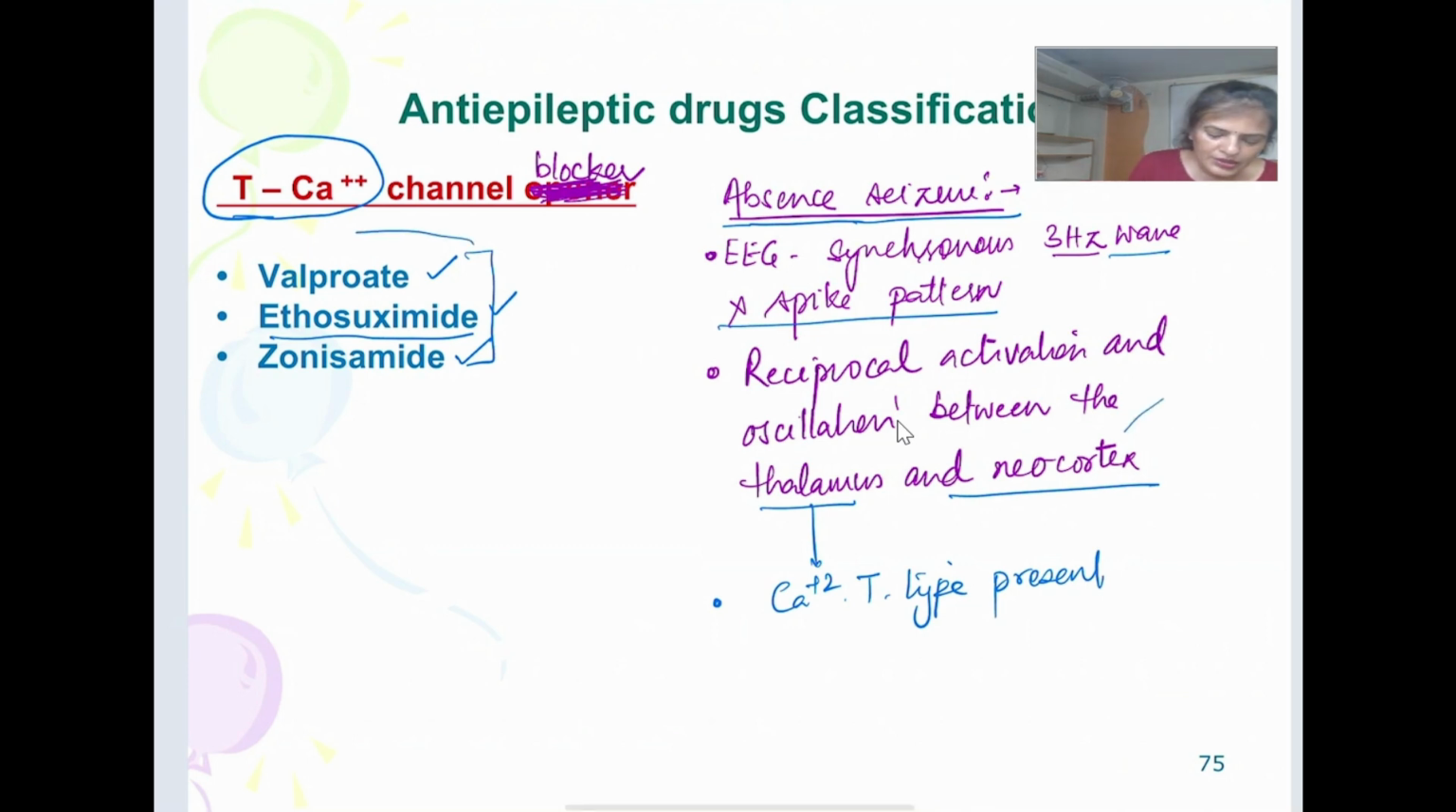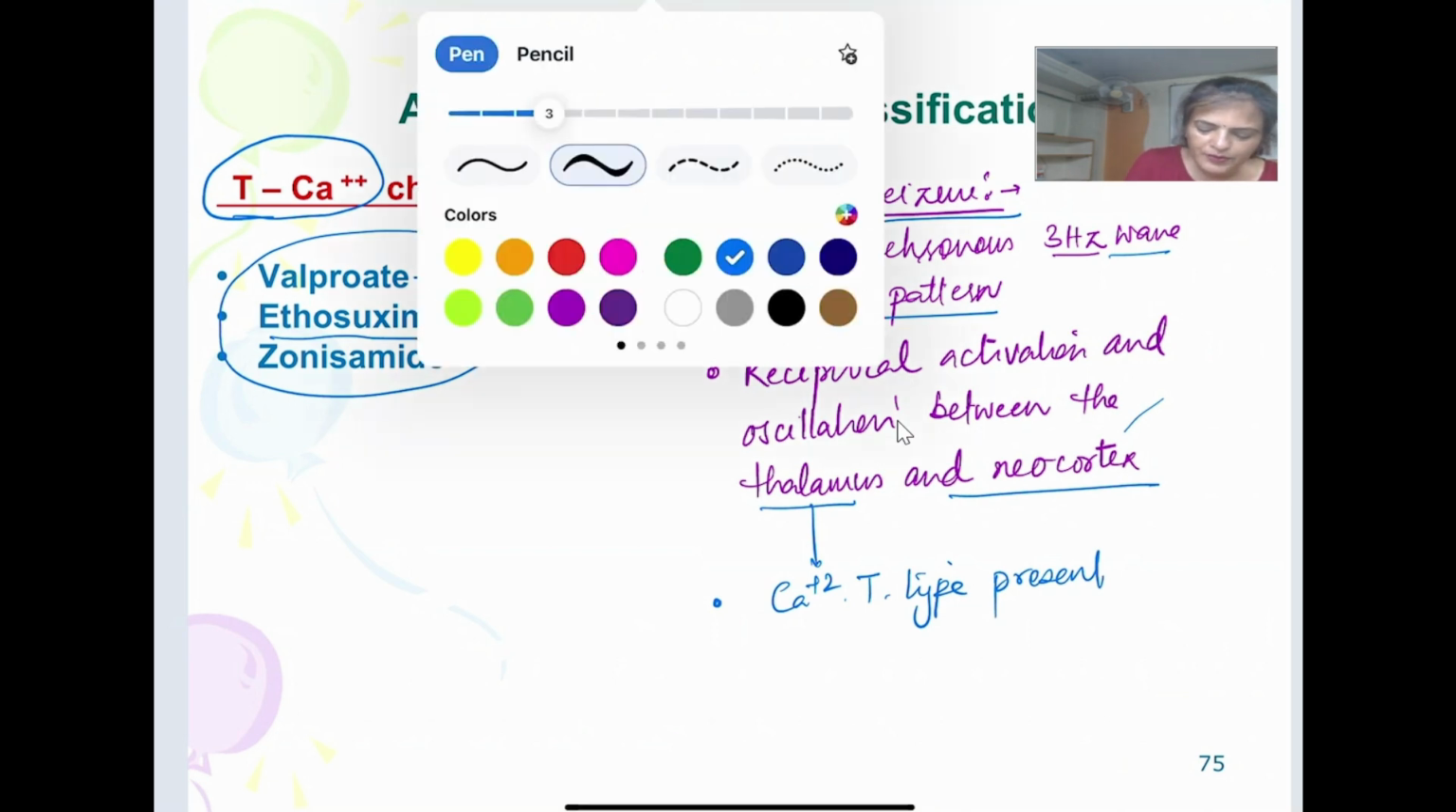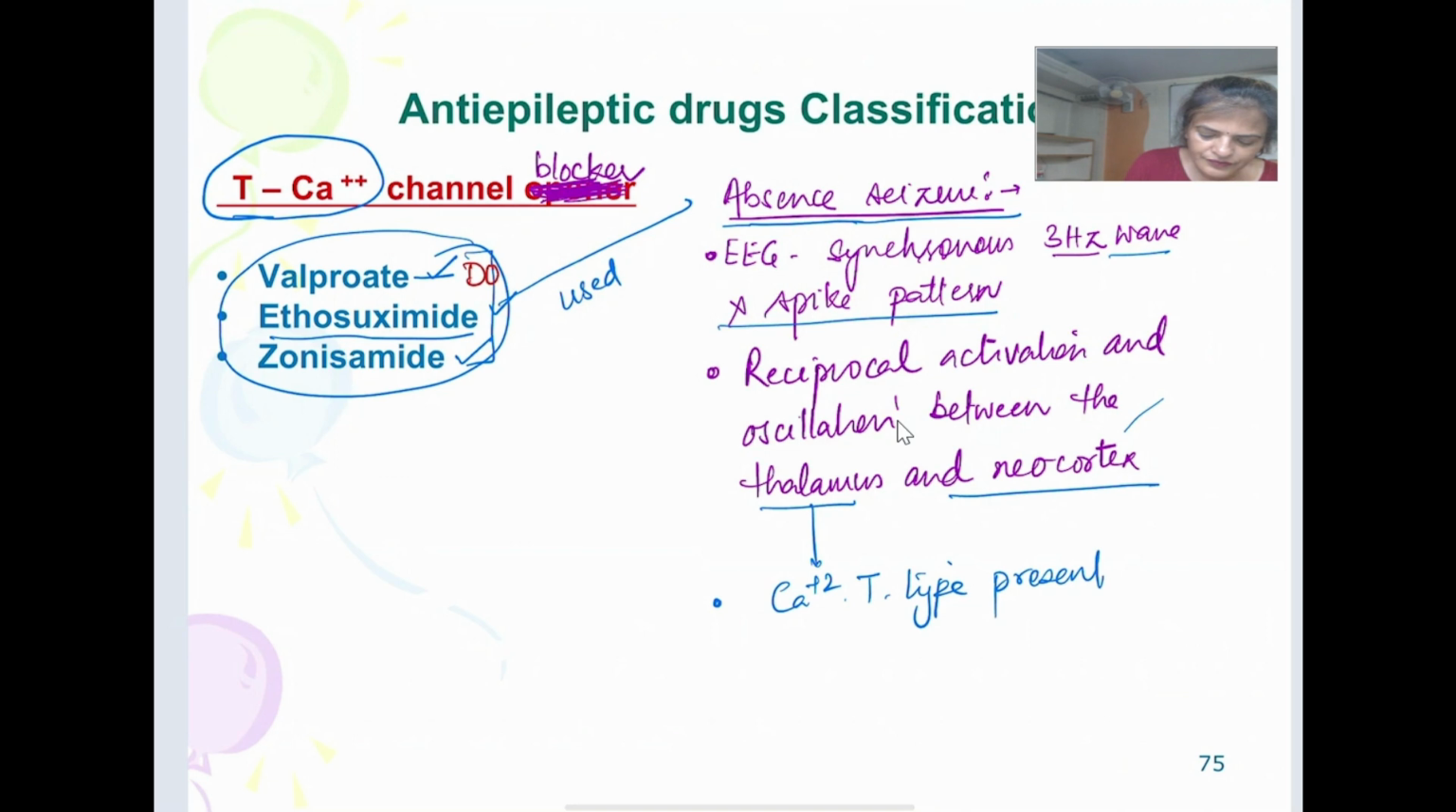So all these drugs are used for the treatment of absence seizure, and the drug of choice is valproate. But the main side effect with valproate is hepatotoxicity, or fulminant hepatitis, which is very common in children below 3 years of age. So if any child below 3 years of age gets absence seizure, then we have to give ethosuximide. We don't use valproate.